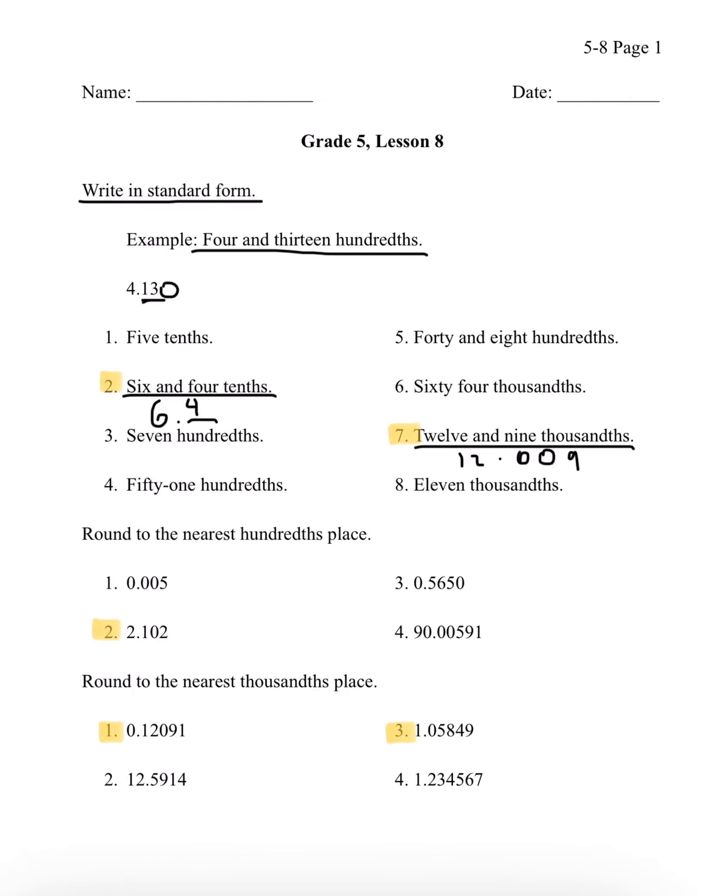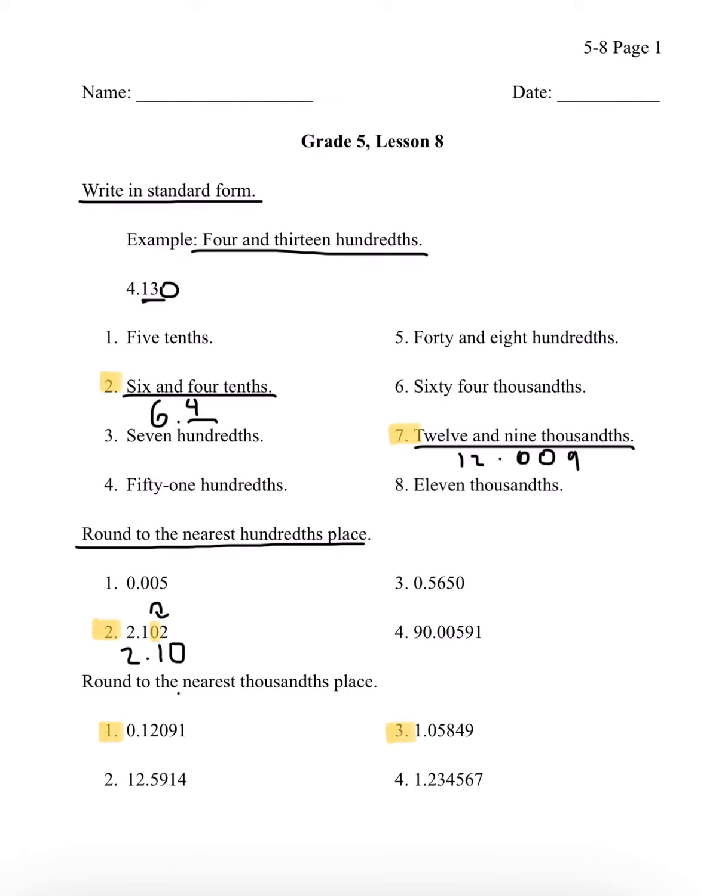Then, next, it tells us, round to the nearest hundredths place. So we're going to be going over number 2. So number 2, the 0 is in the hundredths place. So to round it, we just look at the number behind it, which is a 2. Since it's less than 5, we're not going to round it, so it's just 2.10 as our answer.